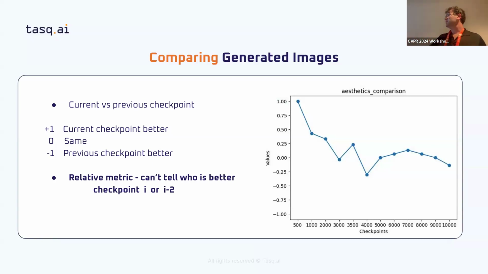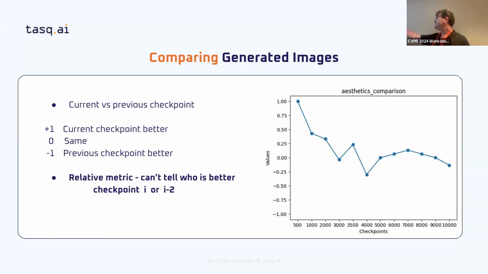We ran this training of the model, and basically for each checkpoint, we checked if it's better than the one before it. And if we have, let's say, 100 images, anytime the new checkpoint is better than the previous one on an image, it gets a point. If it's worse, it gets a minus point. And if it's kind of the same, it just gets 0. And we got this graph on the right.